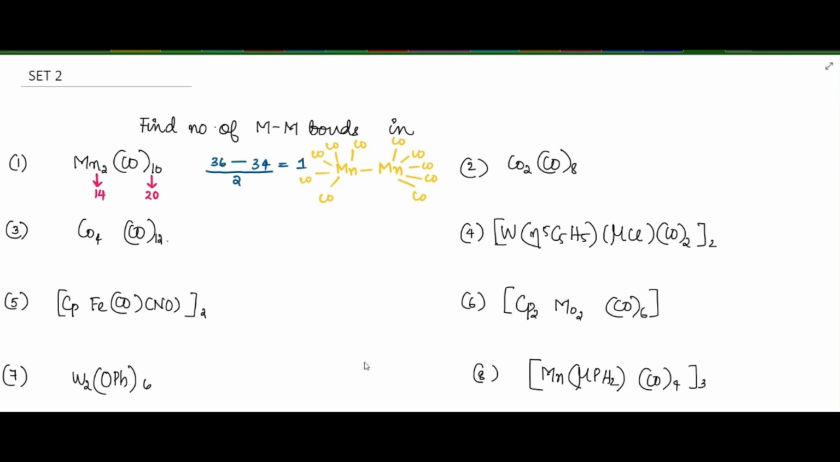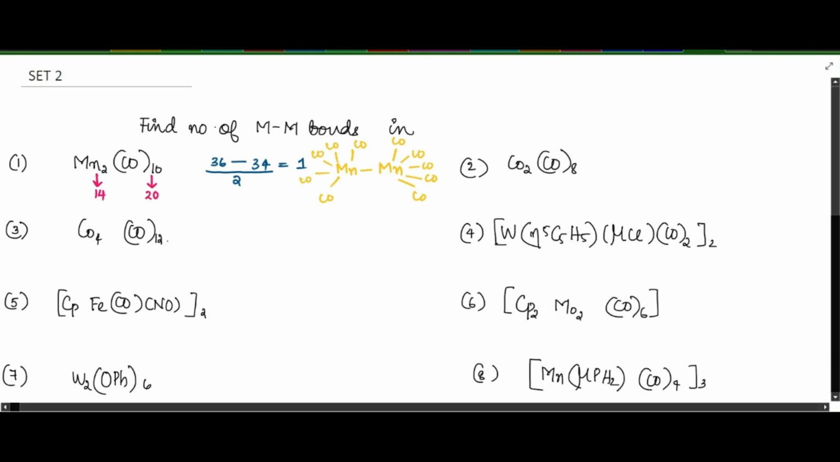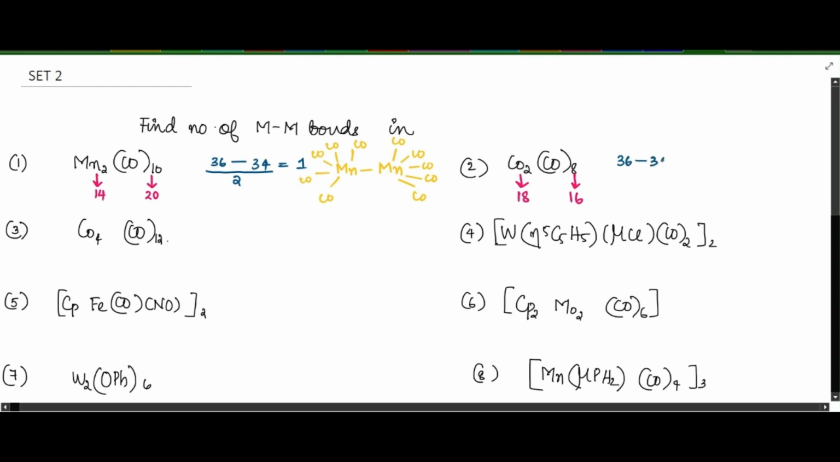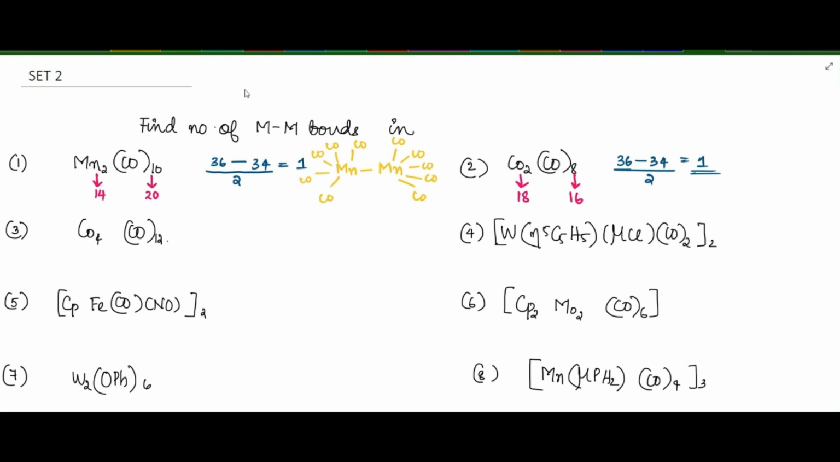Yes, try the next one. Cobalt. We know cobalt is 9. 9 into 2 is 18. 8 into 2 is 16. When you add this, you will get 34. How many metals are there? You have 2 metals. 36 minus 34 divided by 2. Again, there is only one metal-metal bond in the system. Is it okay?